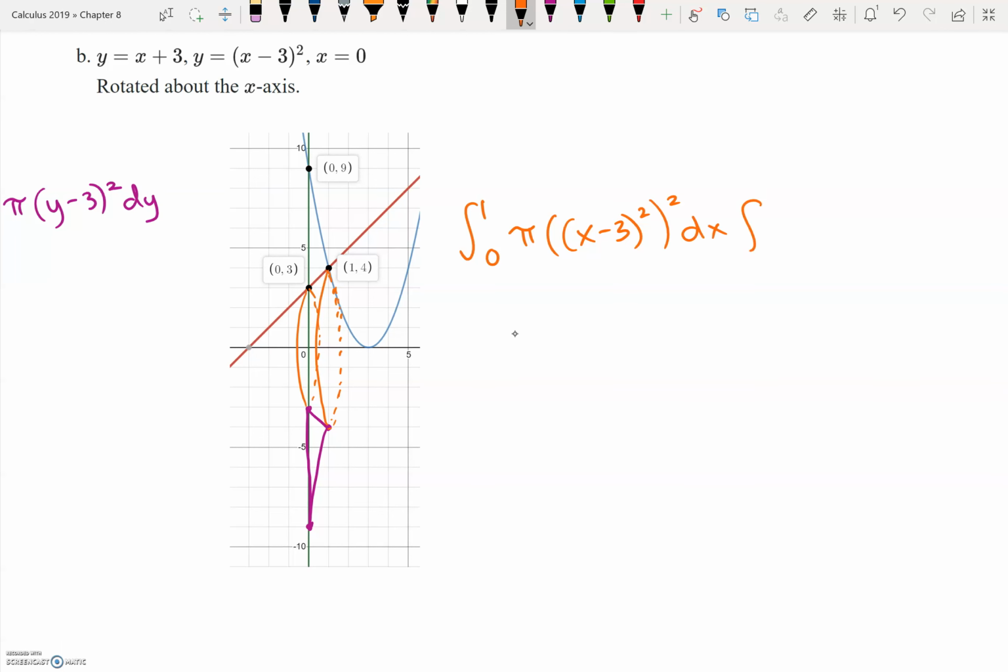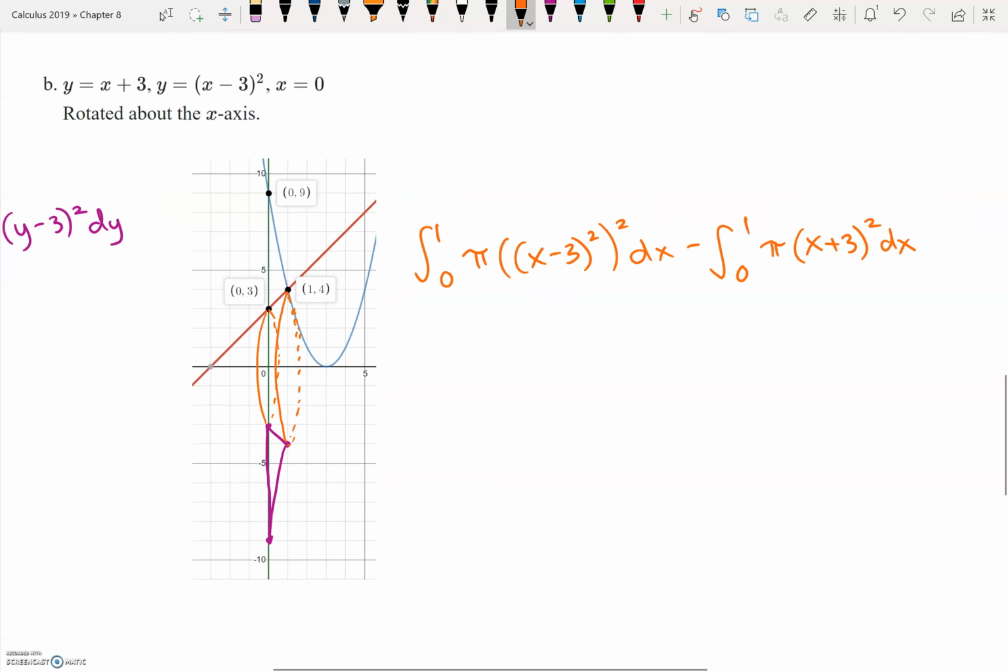And then we're going to subtract our small one. In fact, we could write this as one integral, but I'm going to go ahead and write it as 2. So we're going to subtract our small circle, which is going to be pi r squared, and our radius of this one is going to be x plus 3. So we'll say x plus 3 squared dx, and go ahead and type that into your calculator. Pause this video and see what you get. Okay, I got 93.829 units cubed.